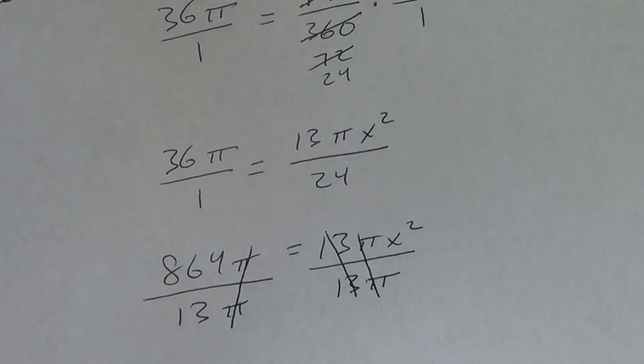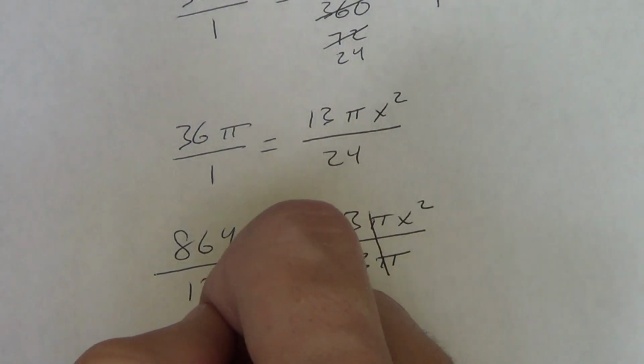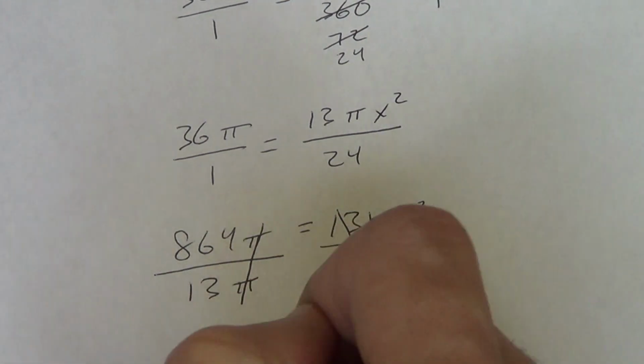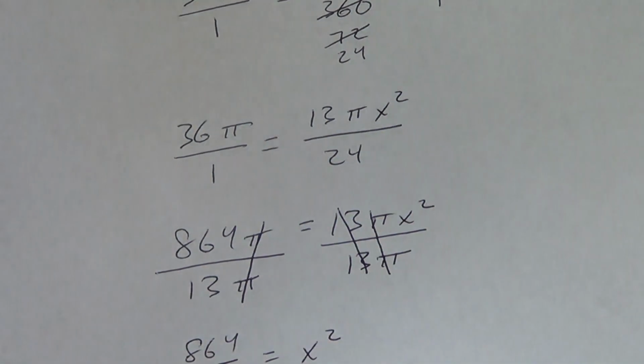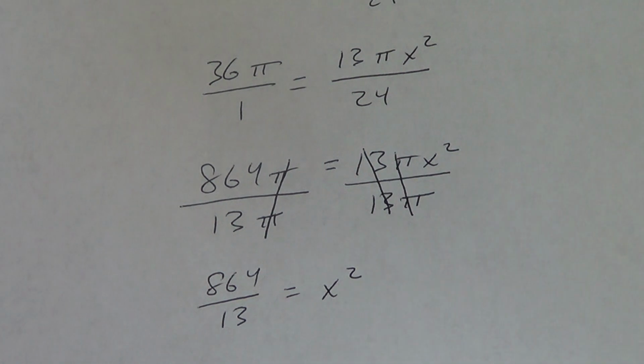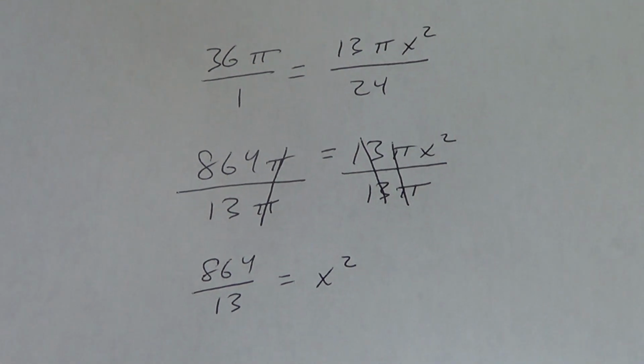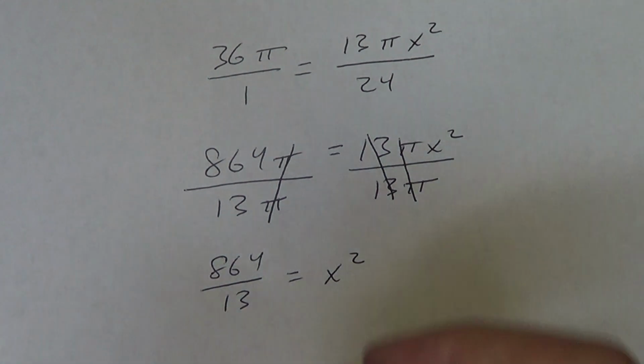Let's try 864 divided by 13. It's a decimal, we don't want that. Now, I have 864 over 13 equals x squared. Can I reduce that? 13 is only divisible by 13 and 1, and we already checked on our calculator, 864 divided by 13 didn't work, so we're going to take a square root.